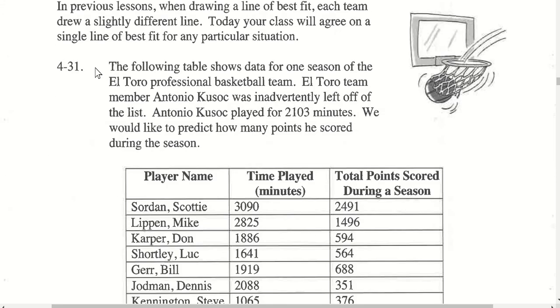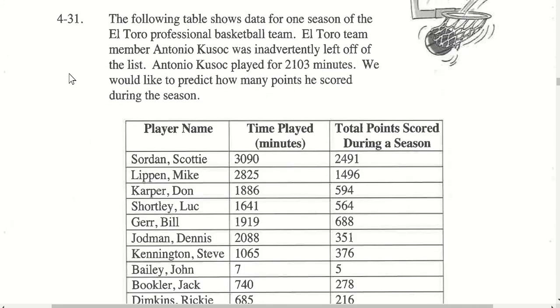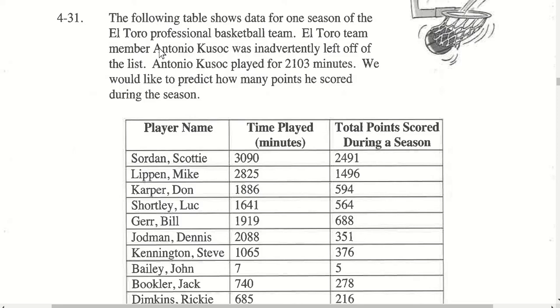We're going to start by looking at question 31. It says the following table shows data for one season of the El Toro professional basketball team. Clearly fictitious, but it sounds a lot like the Chicago Bulls. El Toro team member Antonio Cusack was inadvertently left off the list. Cusack played for 2,103 minutes. We would like to predict how many points he scored during the season.